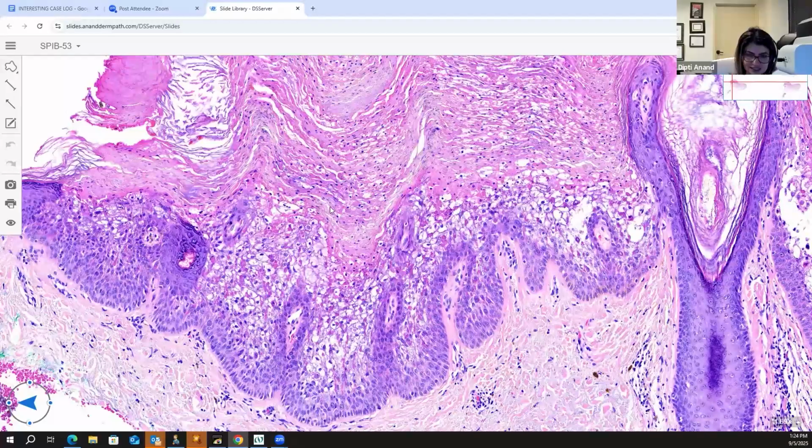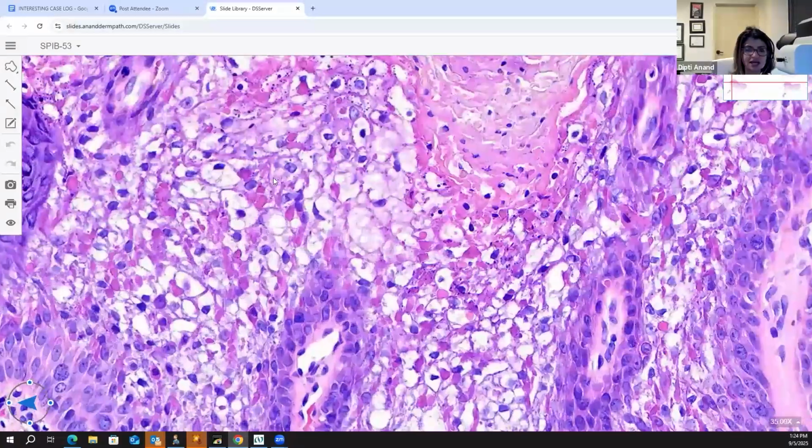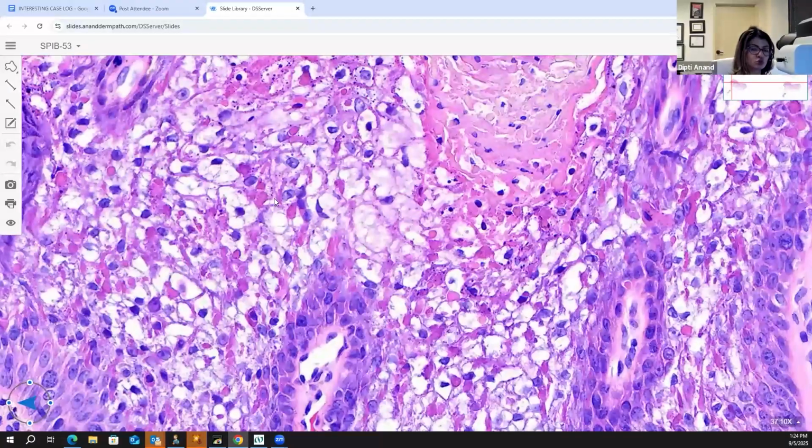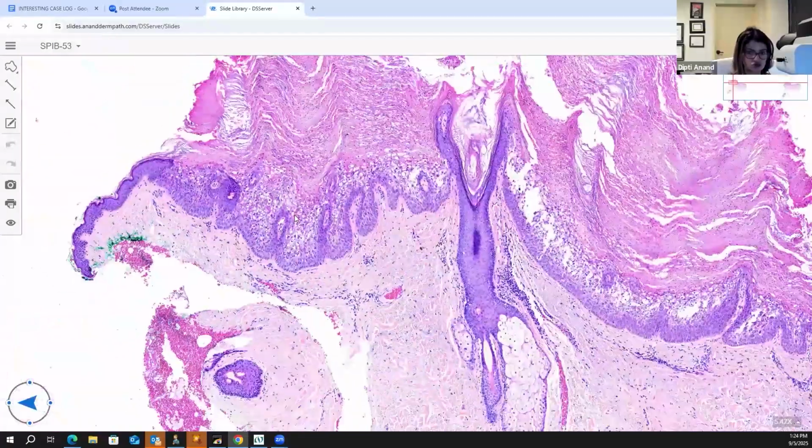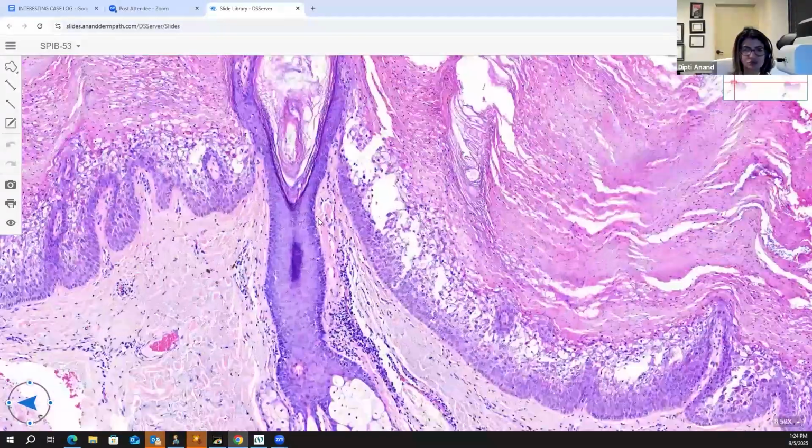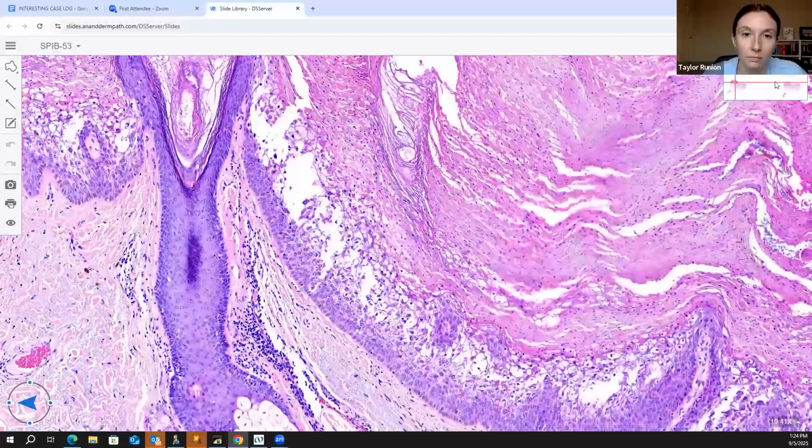Here, pretty much the entire stratum spinosum is affected. And also you see the pink inclusions, which you wouldn't see in the nutritional deficiency. That's the reason it would not be those. This would be EHK. Good job.